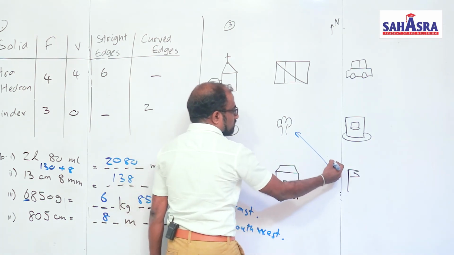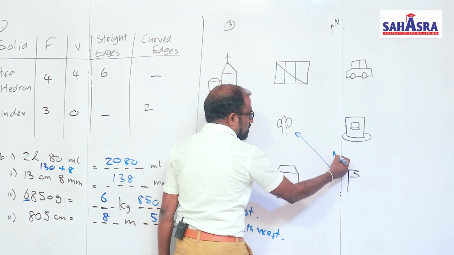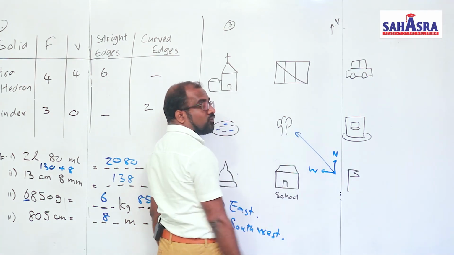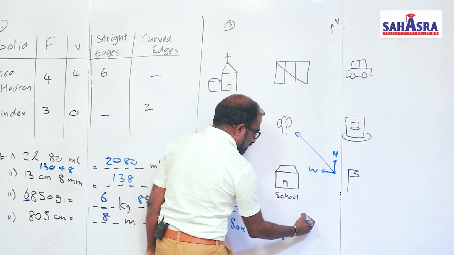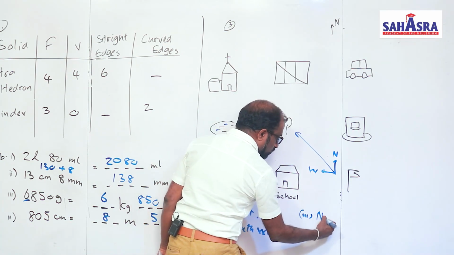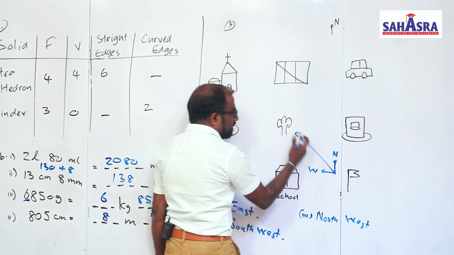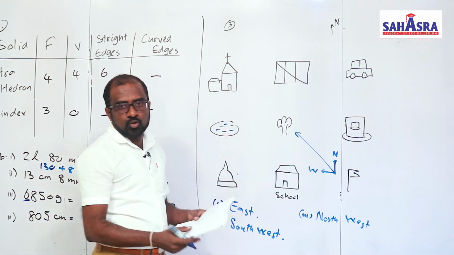So what's the direction? This direction is north. This direction is west. Between north and west you have northwest. So the answer of the third question should be northwest. Tree is located in the northwest to the flag post.